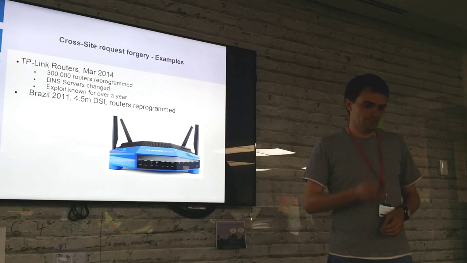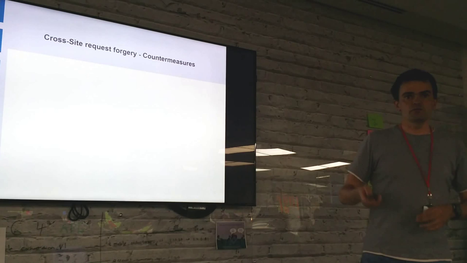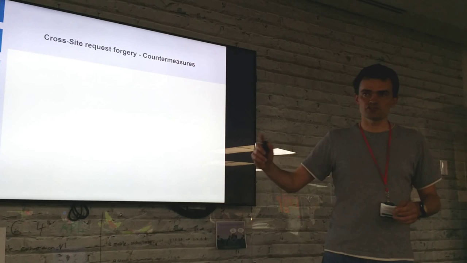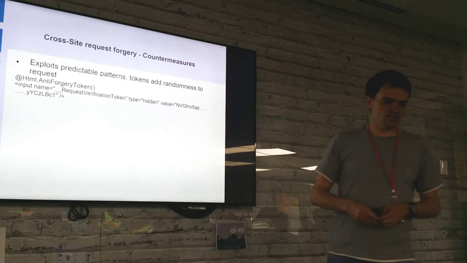And in Brazil, 4.5 million routers were reprogrammed. So yeah, a router is an easy example, but it could be any website. If they've been on your website, they've been logged in, and there's a post or something crafted against your website, it can be used to log off, post secure information, or change information. So how do you test? How do you countermeasure this?